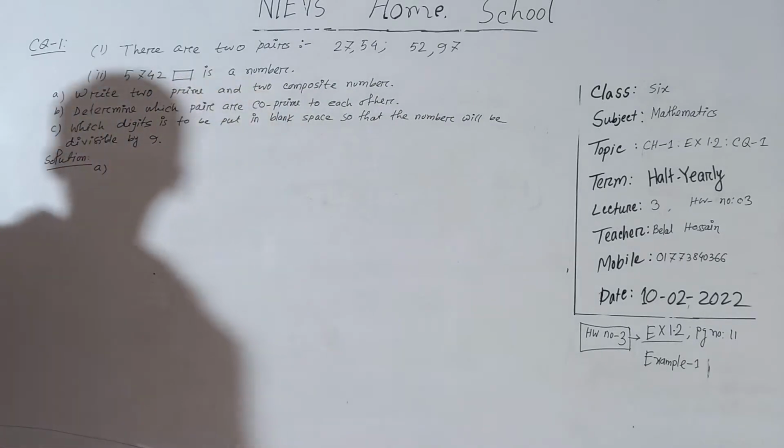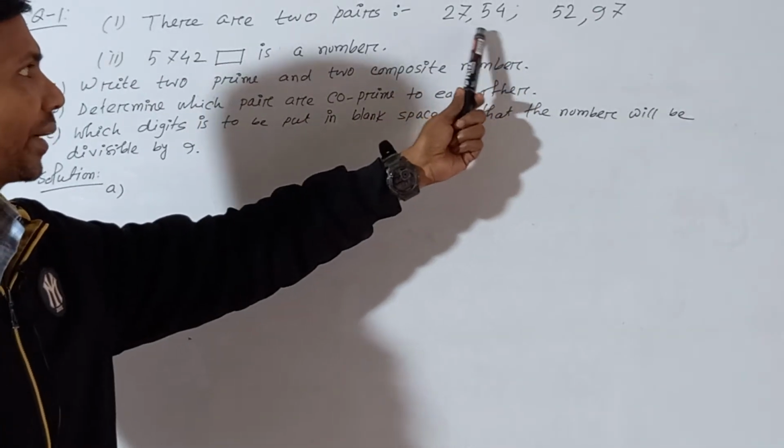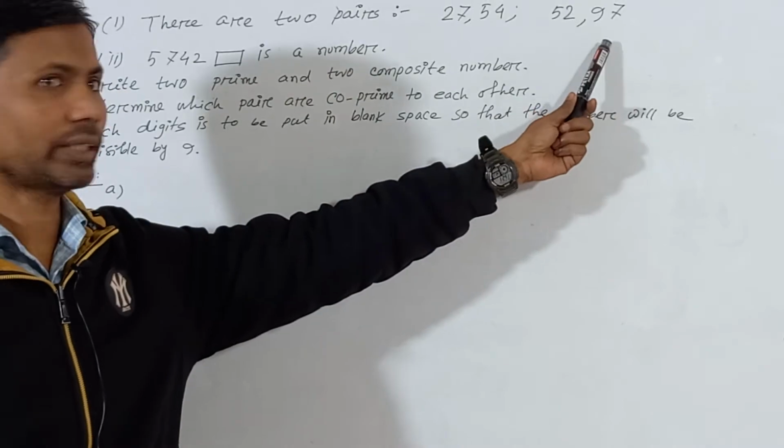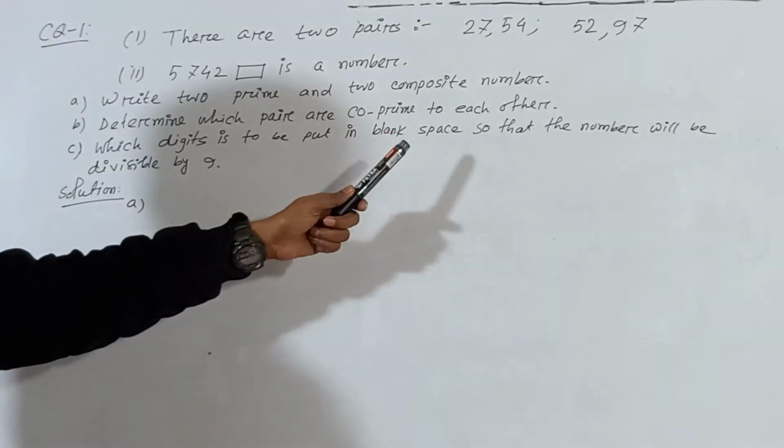Look student, this is CQ1. There are two pairs: 27, 54 is one pair, and 52, 97 is another pair. Two numbers, 5742 with a blank space is a number. A number: write 2 prime and 2 composite numbers. B number: determine which pair are co-prime to each other.